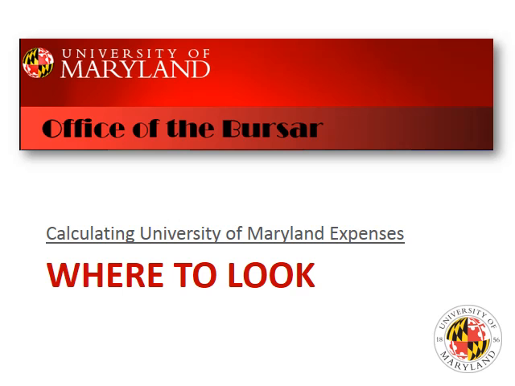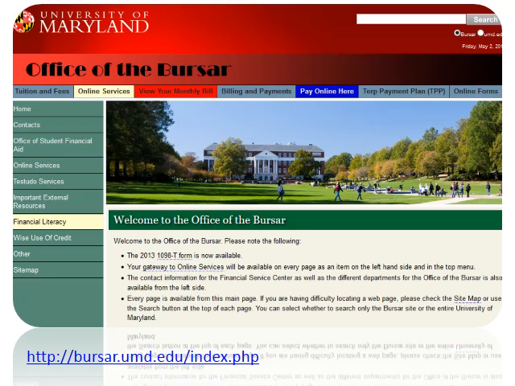Now let's take a look at where you can find information that will help you determine your college expenses. The University of Maryland Office of the Bursar lists information pertaining to undergraduate tuition, fee, and room and board rates. Also, via this website, you can access your student account and pay your tuition bill online.